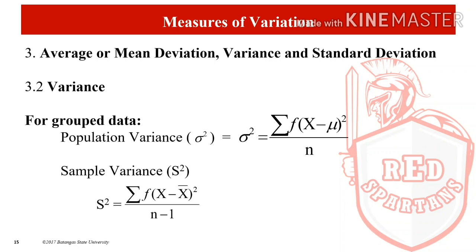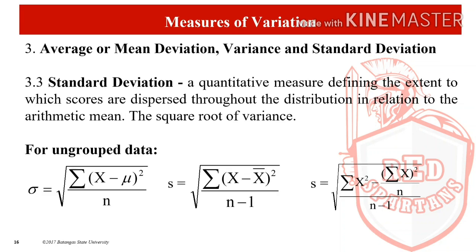The next, we have the standard deviation. A quantitative measure defining the extent to which scores are dispersed throughout the distribution in relation to the arithmetic mean. So, the square root of variance. So, pwedeng isa lang ang tandaan natin. For example, sa formula, pwedeng variance lang. Then, yung square root ng variance ay standard deviation.